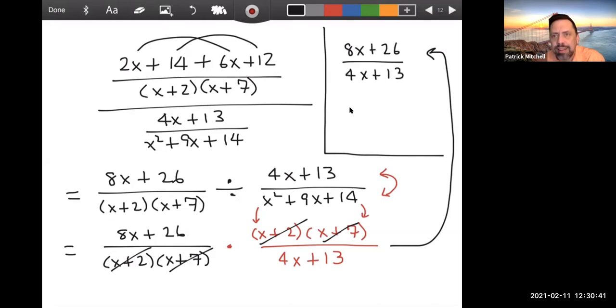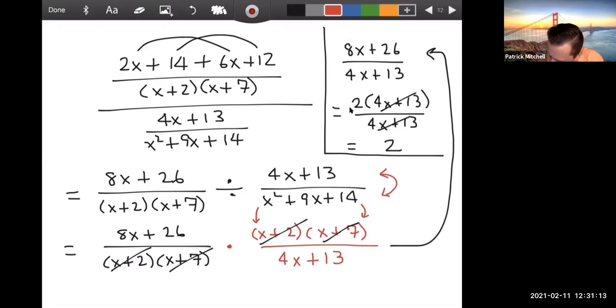Well, guess what? We're not done simplifying because you can factor 8x plus 26 by just pulling out a 2. And look what you're left with when you pull out that 2. You're left with 4x plus 13. Oh my goodness. You get rid of that 4x plus 13, and this big nasty expression simplifies down to 2. Unbelievable. All right. It happens. It happens. All right, so I just have one more thing to show you.